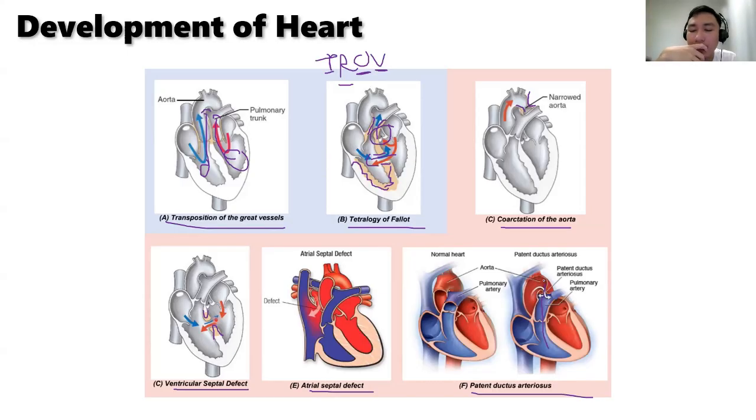Pero what will happen is, pag nag-close na yung ductus arteriosus, it will become a ligamentum arteriosum. So ligament na lang siya. Closed na. Pag hindi nangyari yon, you will have a patent ductus arteriosus. So meron pa rin abnormal connection yung pulmonary artery to the aorta. So dadaan pa rin yung blood going to the systemic circulation. That's PDA or patent ductus arteriosus.